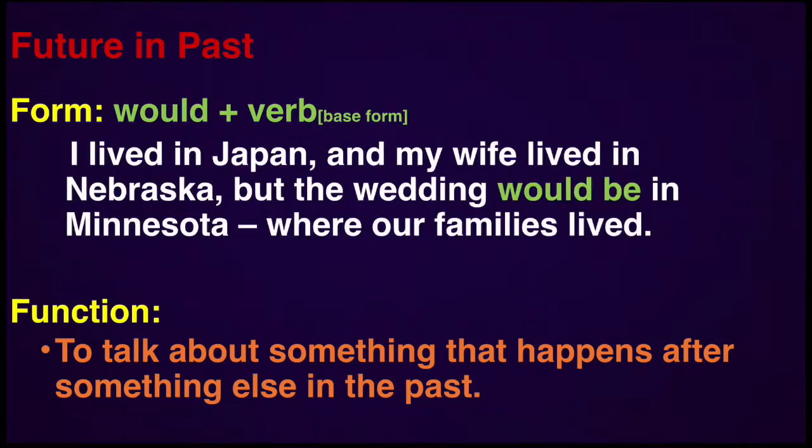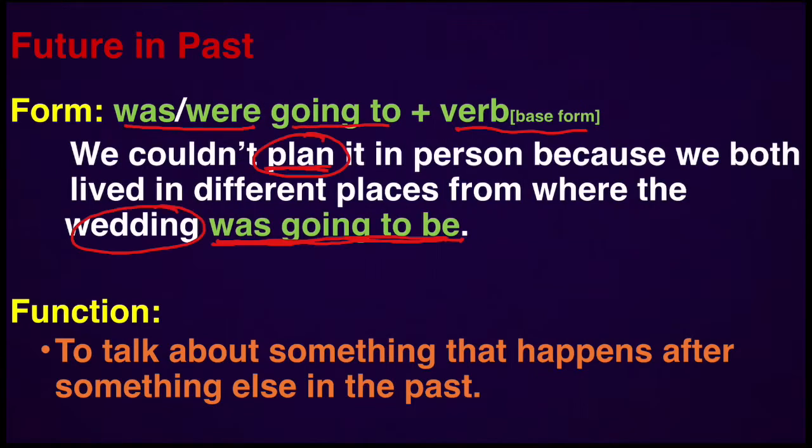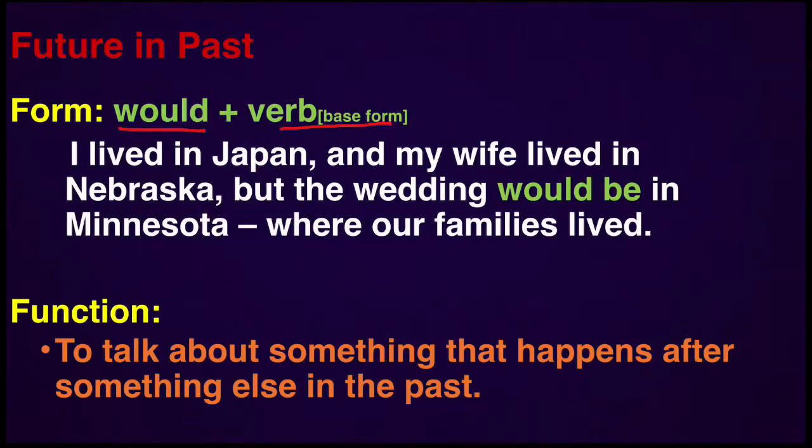Another future in the past form that we use is would plus the base form of the verb. For example, I lived in Japan and my wife lived in Nebraska, but the wedding would be in Minnesota where our families lived. And this is similar to the meaning of this sentence. We couldn't plan in person because we both lived in different places from where the wedding was going to be. So I lived in Japan and my wife lived in Nebraska, but the wedding would be in Minnesota.